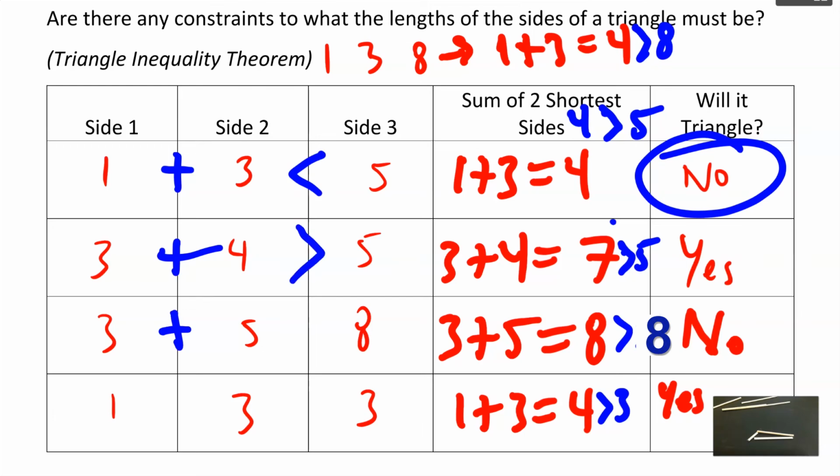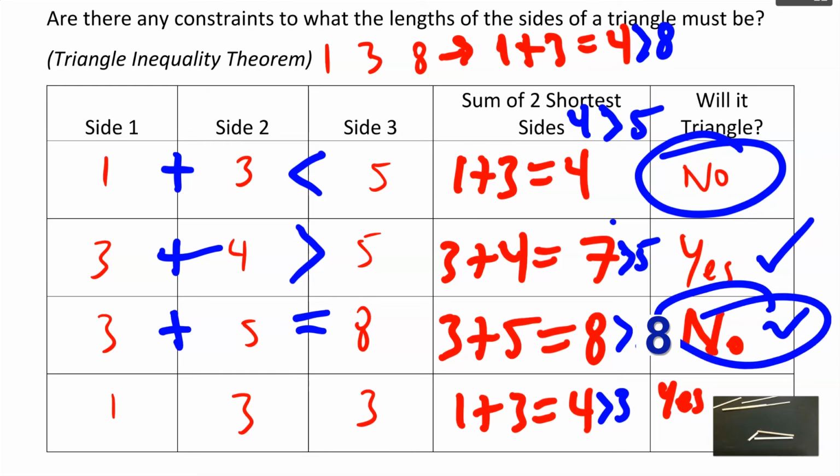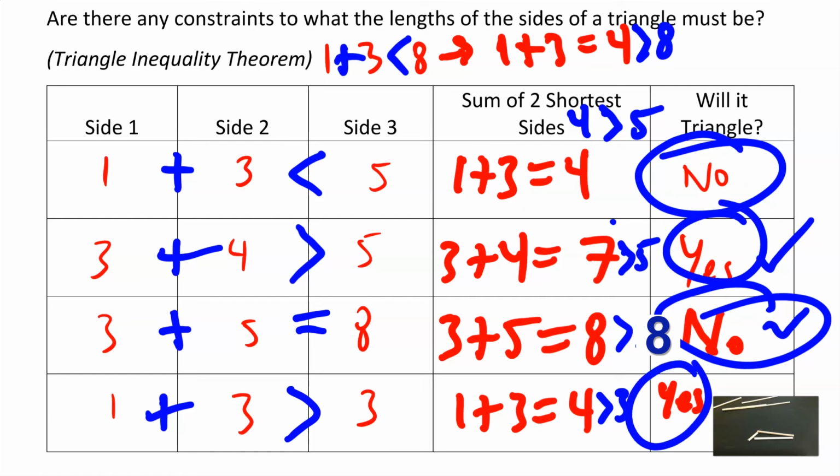3 plus 4 greater than 5? Yes, so that does make a triangle. 3 plus 5, is that greater than 8? No, it's equal to 8. That does not make a triangle. All right, so no. And then 1 plus 3, is that greater than 3? Yes, it is. And so that's your triangle inequality theorem.